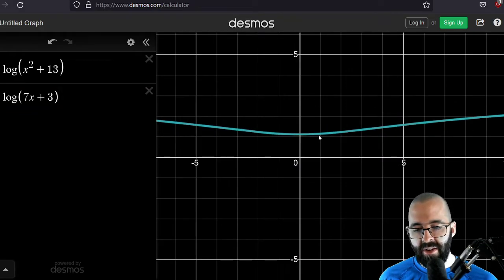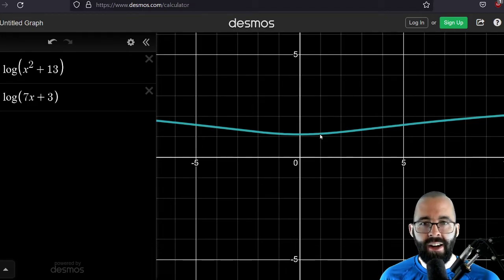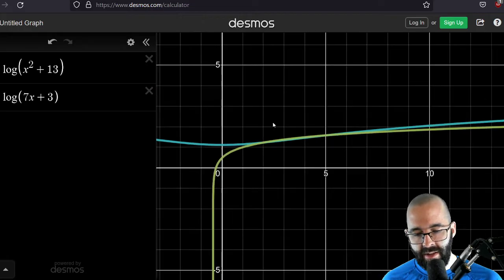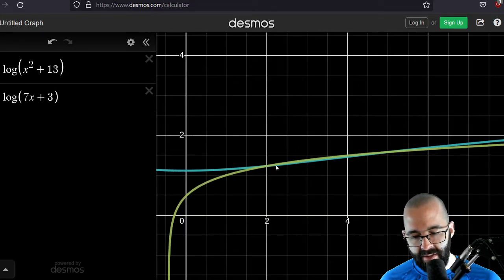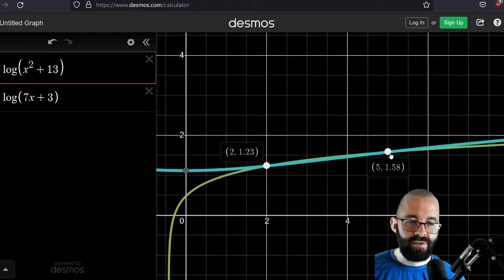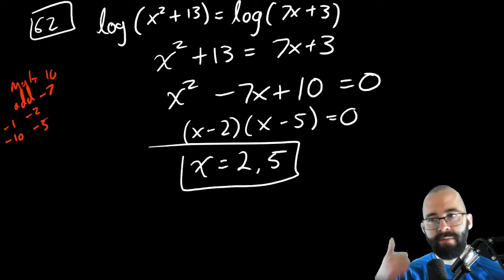As a side note, this logarithm of x squared plus 13 looks kind of weird. Doesn't look like a normal log, right? Because there's no asymptote, because we are never going to get 0 inside here. The inside is always at least 13. That's why this first thing looks kind of so bizarre. Yeah, there's still 2 intersections here, when x is 2 and when x is 5, just like we said in our work.